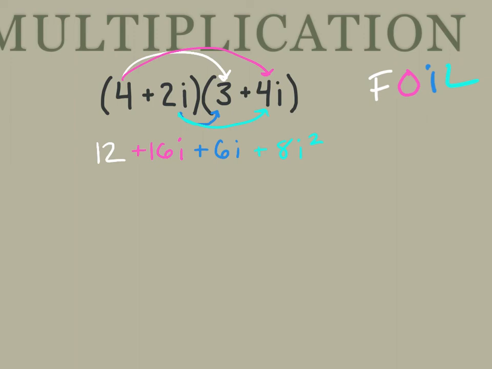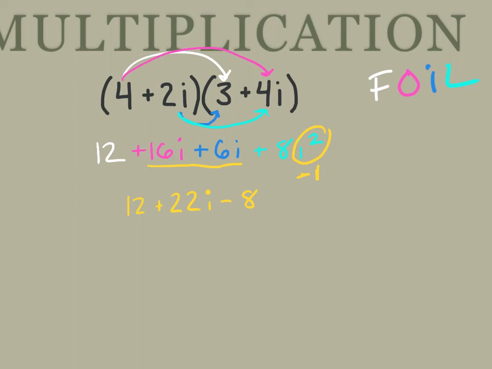What do we do next? Combine like terms. So what are our like terms? 16i and 6i. So it's 16i plus 6i. 22i. What else can we do? The i squared turns into negative 1. And what's negative 1 times 8? Negative 8. So we have 12 plus 22i minus 8.